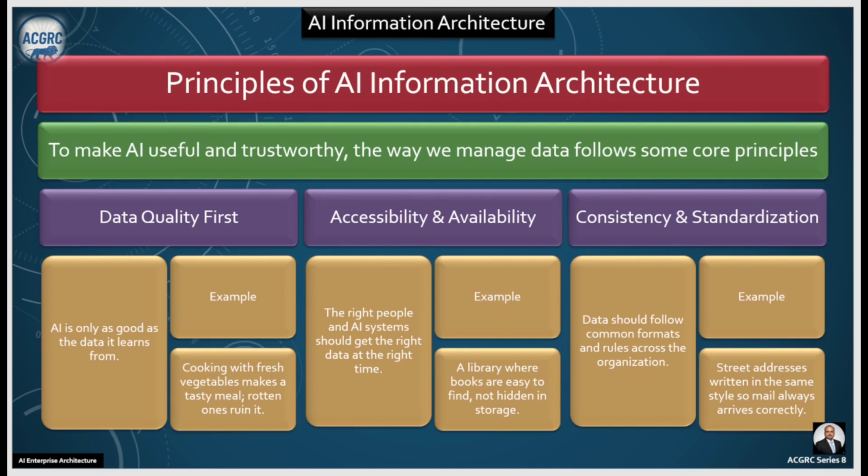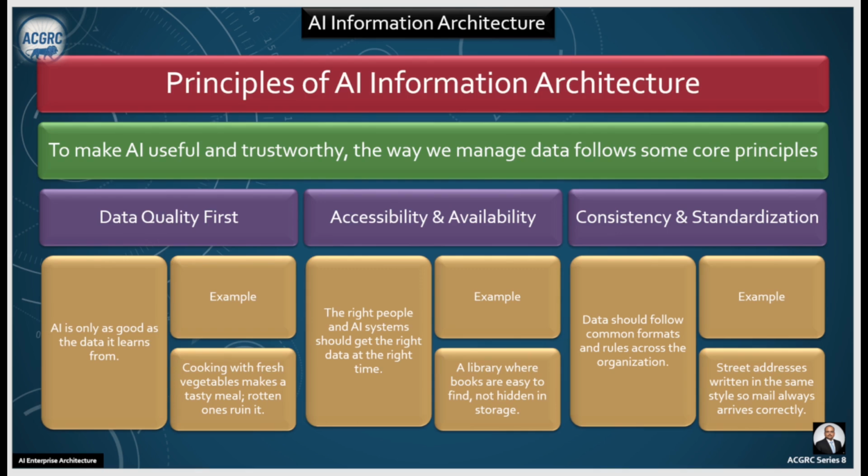So, to make AI useful and trustworthy, in the way we manage the data flow, some core principles need to be followed. First is data quality first. Now, AI is only as good as the data it learns from. Example, cooking with fresh vegetables makes a tasty meal. A rotten one ruins it. The second is accessibility and availability. The right people and AI systems should get the right data at the right time. Example, a library where books are easy to find and not hidden in storage.